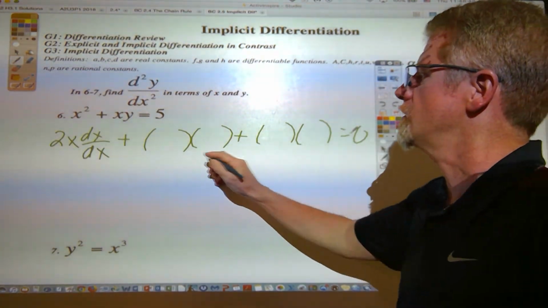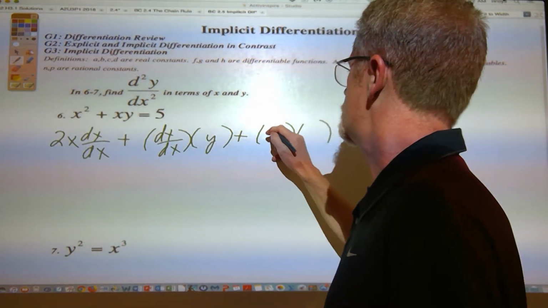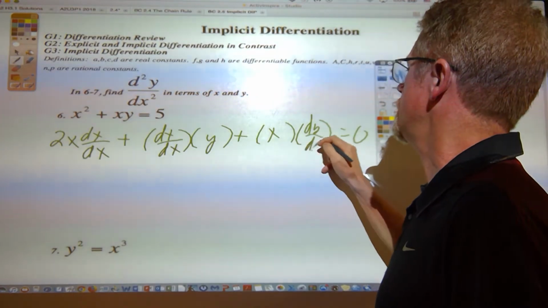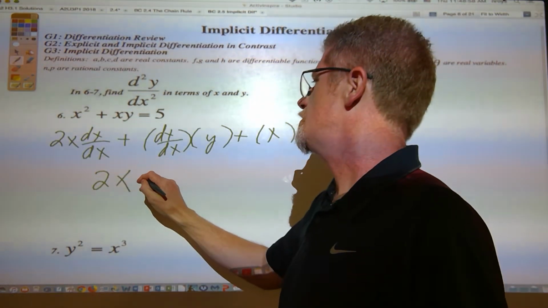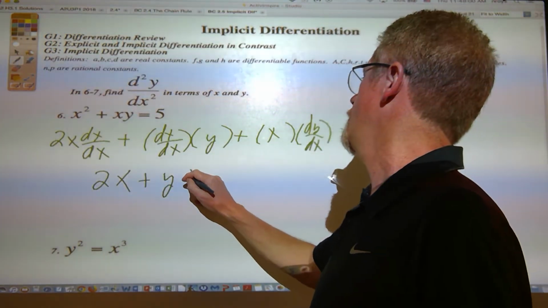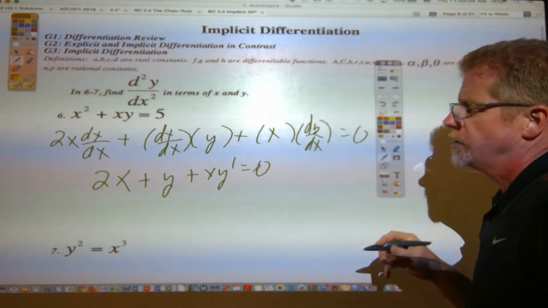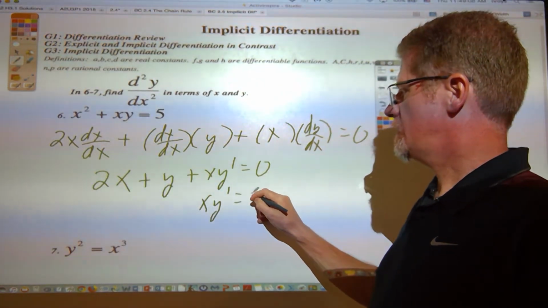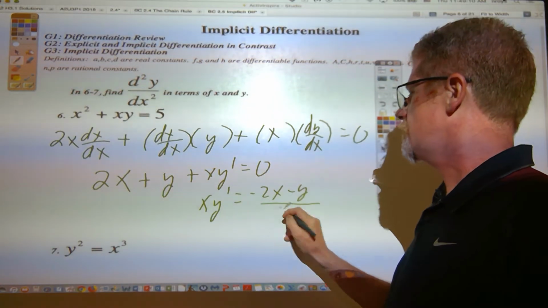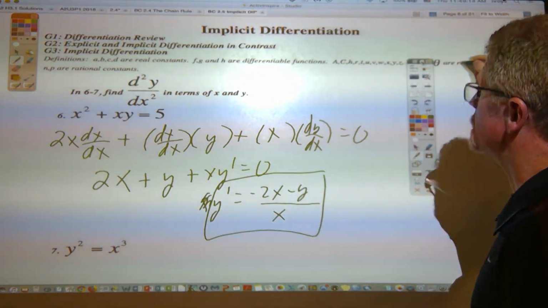equals 0. So derivative of the first times the second plus first times the derivative of the second is dy dx. So simplifying things gives me 2x plus y plus xy prime equals 0. Doing the algebra, solving for y prime gives me negative 2x minus y. It's got to all be divided by x. So that's y prime. Class, to find y double prime.